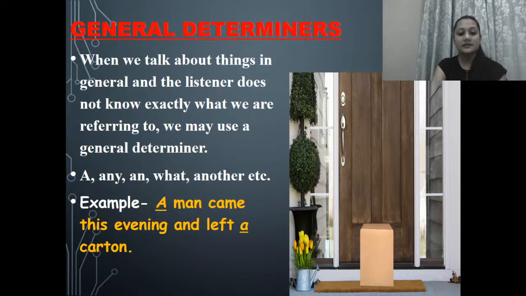General determiners are the determiners about which the listener or the reader has no clue. They have not heard it before. Here's an example. A man came this evening and left a carton, right? So, a man. We don't know who this man is. Along with that, we have no clue which carton the person is speaking about, right? So, here we have used a man because, again, as I've told you, we don't know who this man is, and it is a carton, right? So, we have no clue which carton we are talking about.